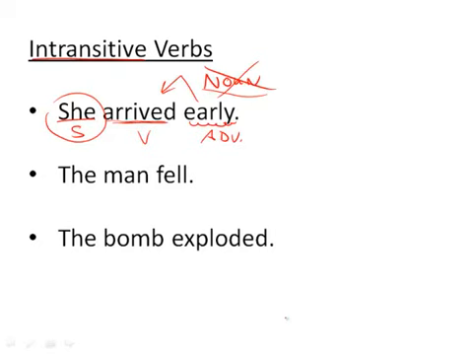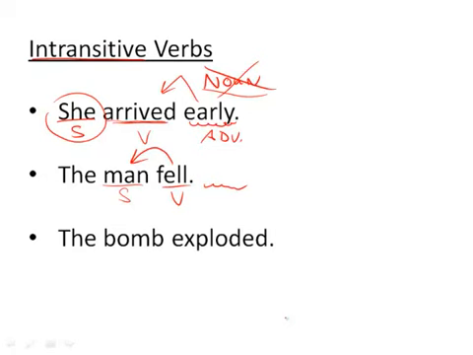The man fell. Man is the subject, fell is the verb. As I said a moment ago, that's all we need for a sentence, a subject and a verb, if that verb is intransitive, because we don't need anything over here. An intransitive verb doesn't do anything to anything. It simply stands on its own. And it can oftentimes refer to that which came before it. What fell? Oh, the man. So it refers simply to the subject.